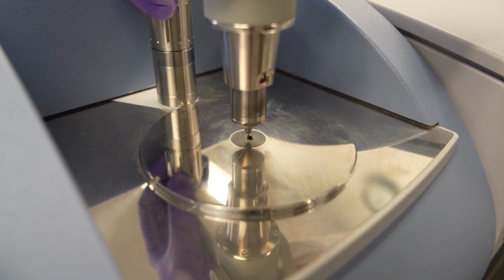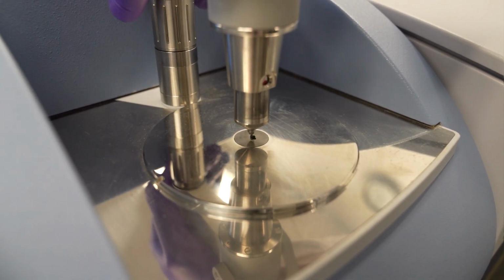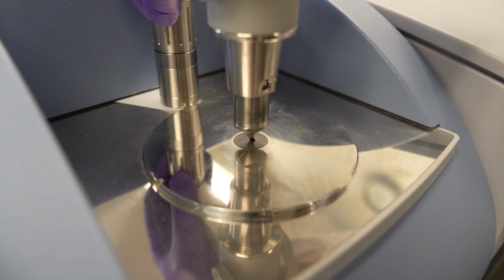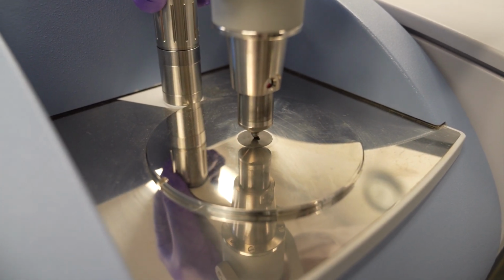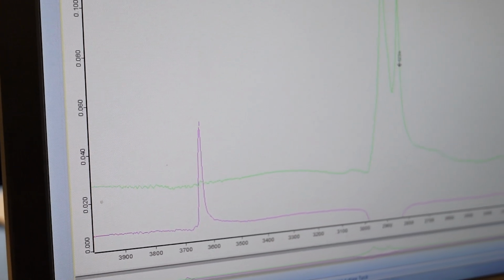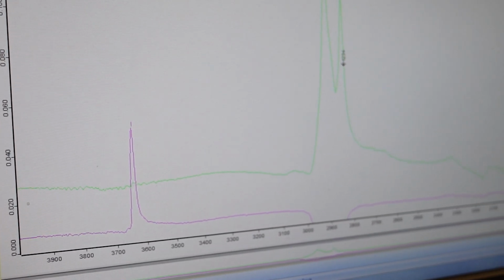The FTIR is a promising tool for accurately understanding the composition of paving materials, ensuring that they meet specific performance standards and contain the appropriate additives for enhanced durability and safety.